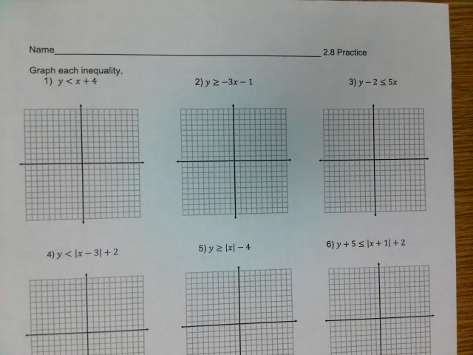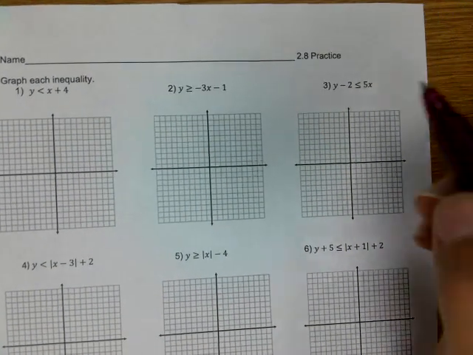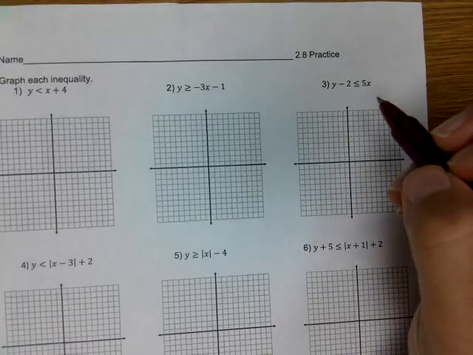Hello, this video is just to help you with a couple of the questions so you can complete them all. So we're going to do question 3 first. So I'm looking at question 3. You have to first decide if it's linear or if it's absolute. So this is linear because there's no absolute value.